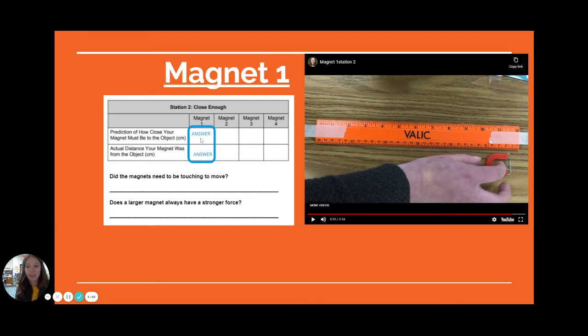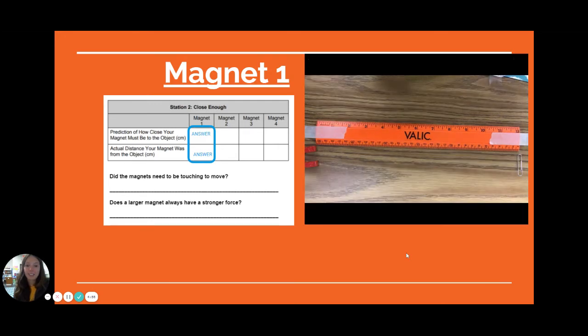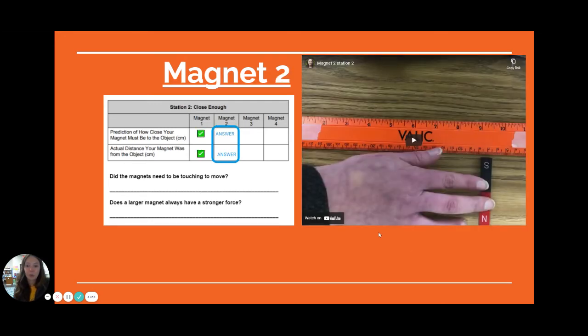You should have your prediction on top and the real answer on the bottom. Okay, make sure you have that. If you don't yet, please pause the video. Moving on. Magnet 2. There are check marks because you should already have numbers there. We're on to magnet 2.